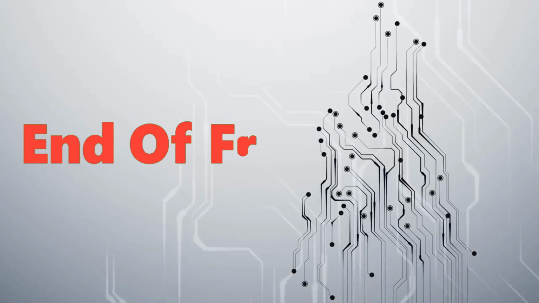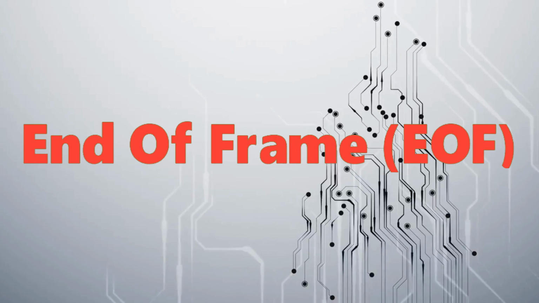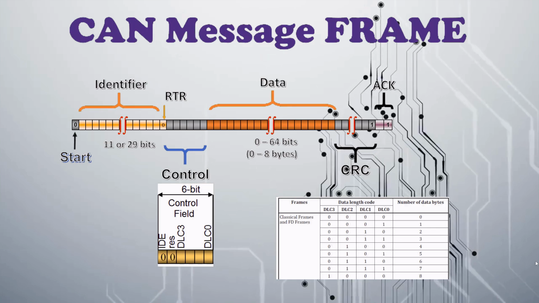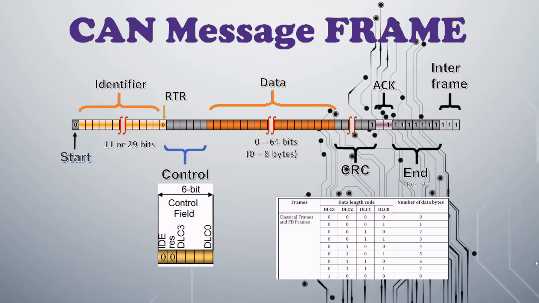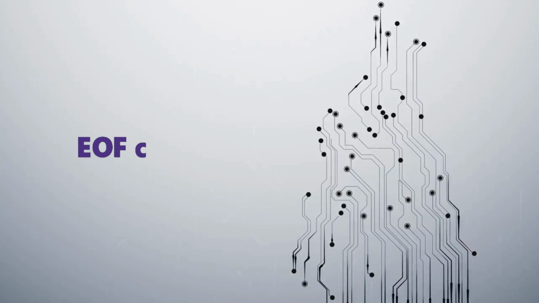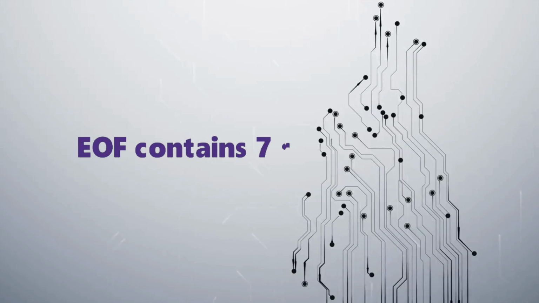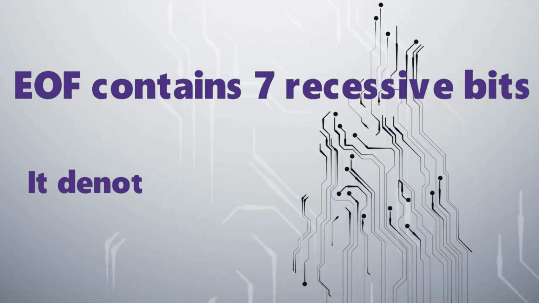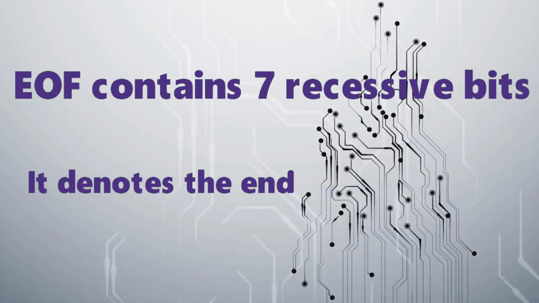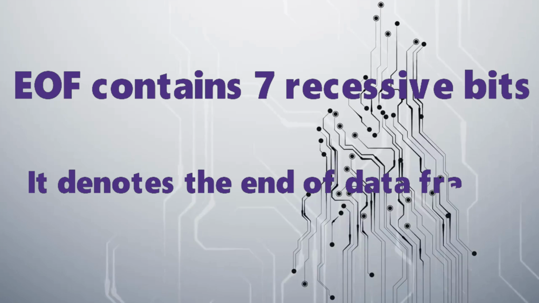And the final one is end of frame, EOF. We will see the interframe in the upcoming tutorials. We will consider the EOF alone. EOF contains 7 recessive bits. It denotes the end of the data frame. We understood the standard and extended CAN frame format.